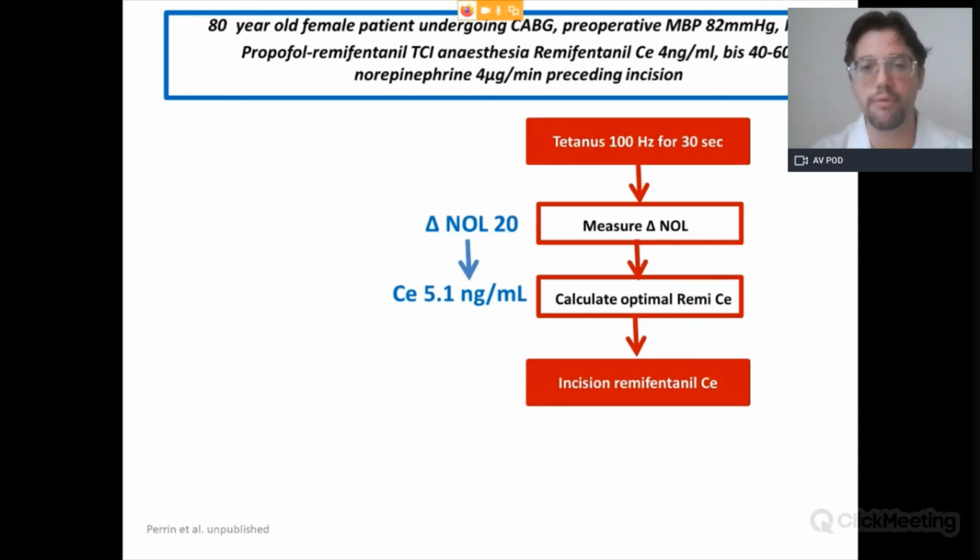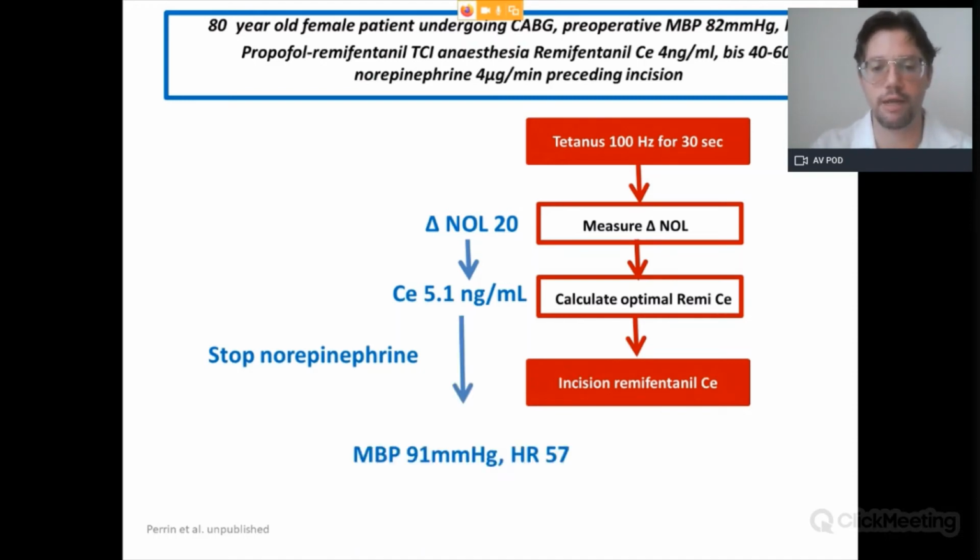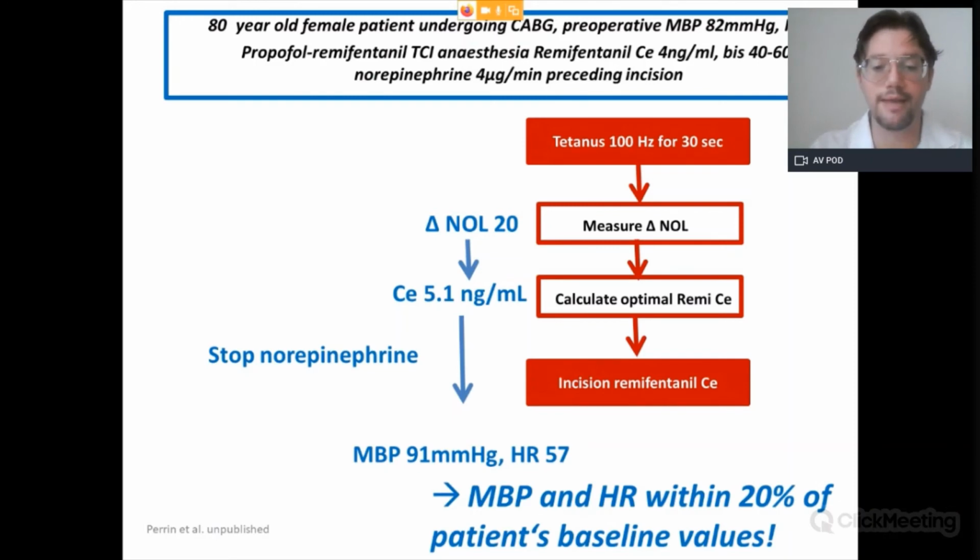But 1 minute before incision, we stop the norepinephrine drip, we wait, we set the effect site concentration to 5.1, and we evaluate the patient's hemodynamics after incision. And what do we find? We find that mean blood pressure is 91 and the heart rate is 57. In other words, we maintain the patient's blood pressure and heart rate within 20% of the patient's baseline values.